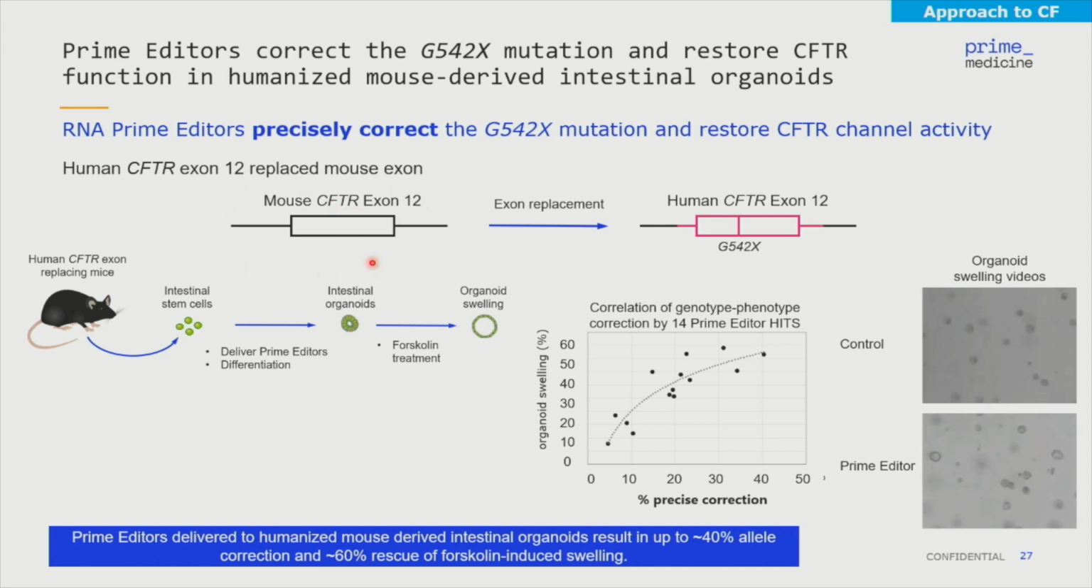They've developed a mouse that has a human exon 12 that has the G542X mutation, and the groups there got incredibly adept at taking intestinal stem cells, and we've shared our editors with them, and you can see that they edit directly the stem cells, and then they differentiate them into organoids.